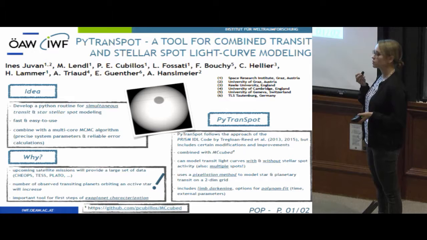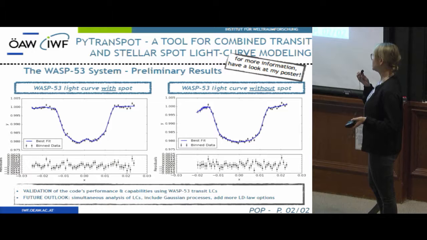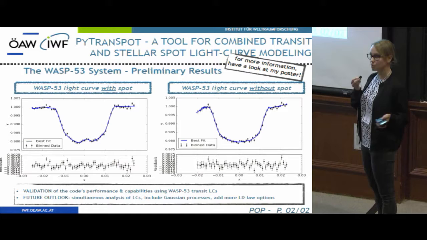It's a pixelation approach, which projects the star, the spot, and the transit chord or transit path on a two-dimensional grid. On the next slide, you can see that I tested, or tried to validate, the code for a WASP-53 light curve data set. Those are only two light curves. If you're more interested in the code and the first results, then please meet me at my poster number 22.